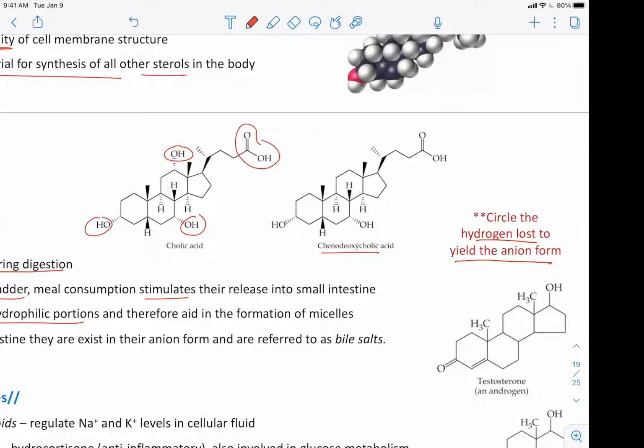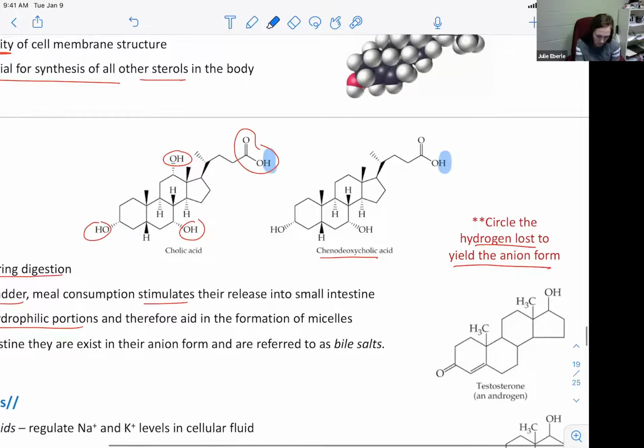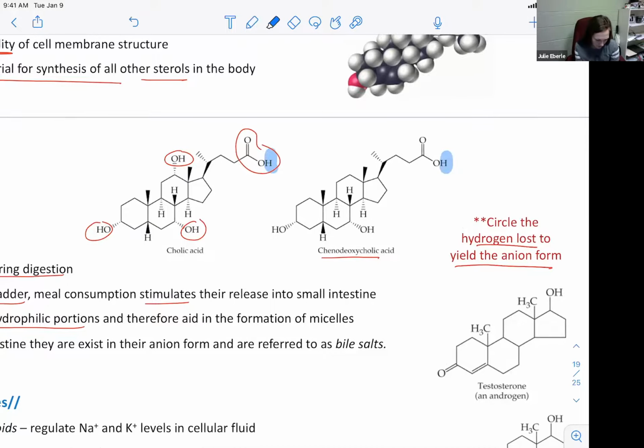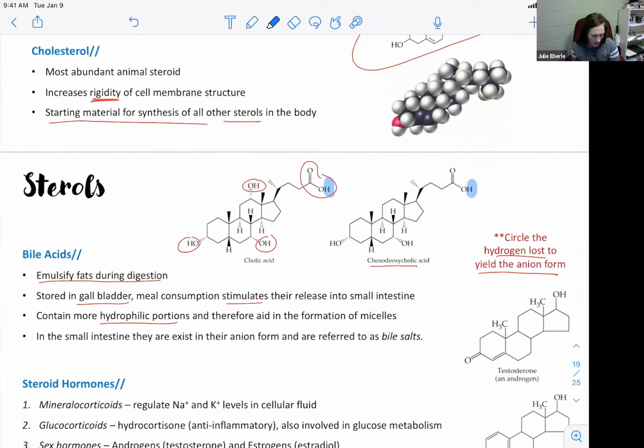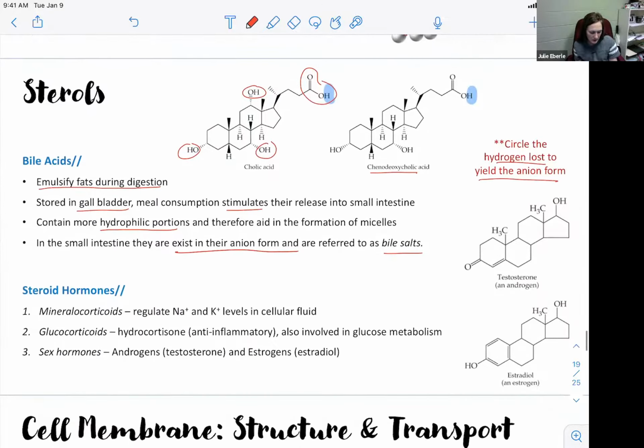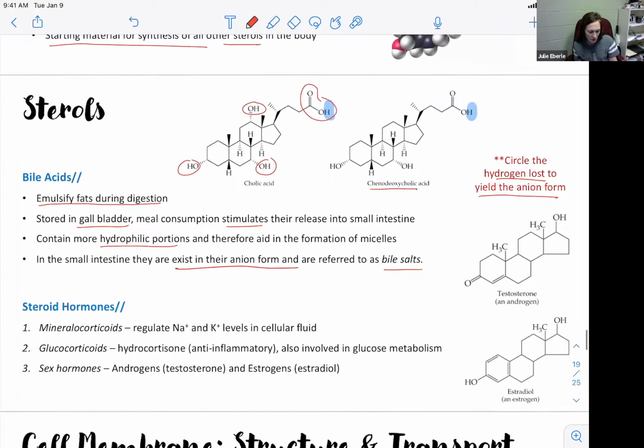It's the top one, right? It would be the one I'm going to highlight right here. That's the acidic hydrogen. And that's what this last bullet point says. They exist in their anion form, and that's why they're called bile salts. Bile acids, bile salts. So we got cholesterol, bile acids.